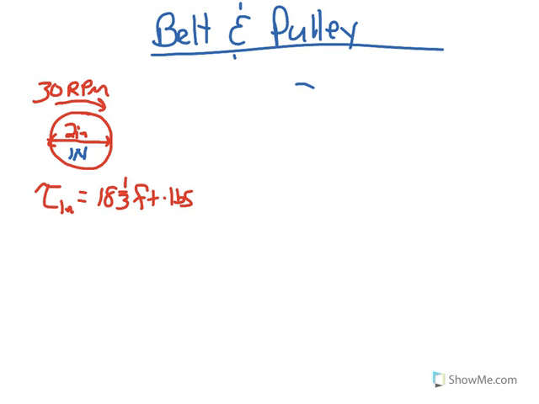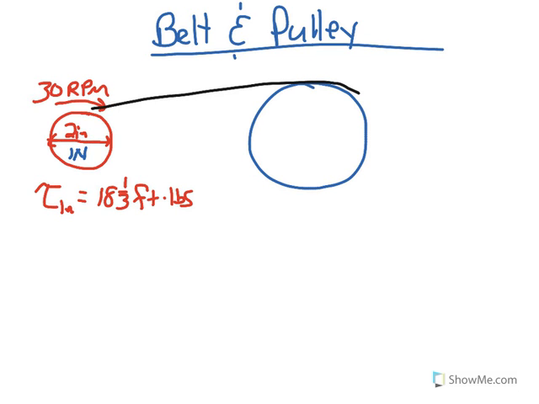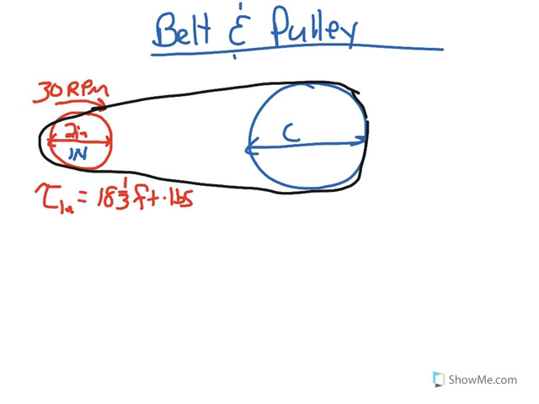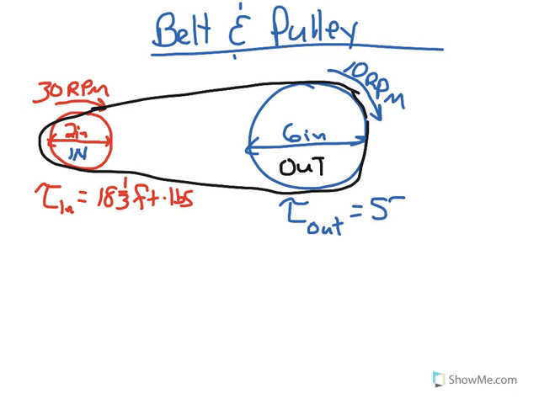And over yonder, we have another pulley that's attached to this by a belt. And let's say that this pulley is a diameter of 6 inches. And since it is not the in, that makes it the out. It's the resistance. And let's say that it's traveling at 10 revolutions per minute. And its torque is 55 foot-pounds.